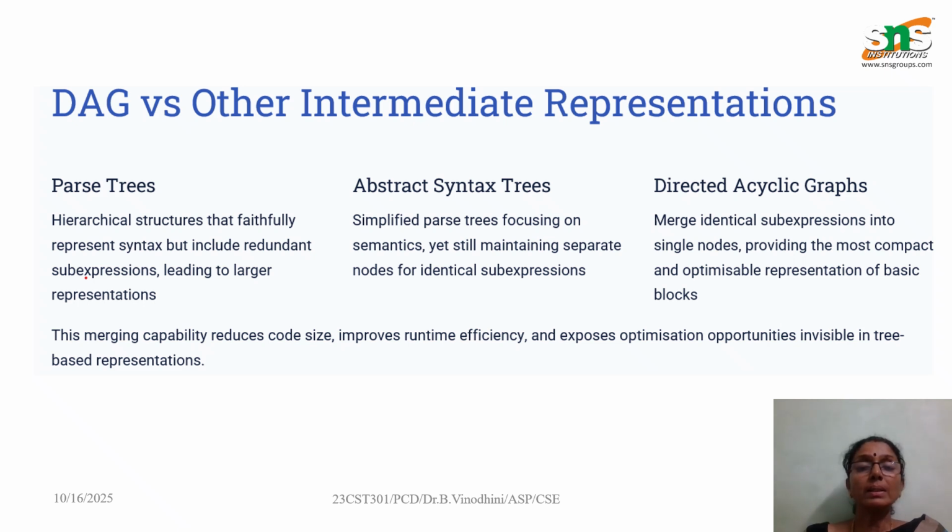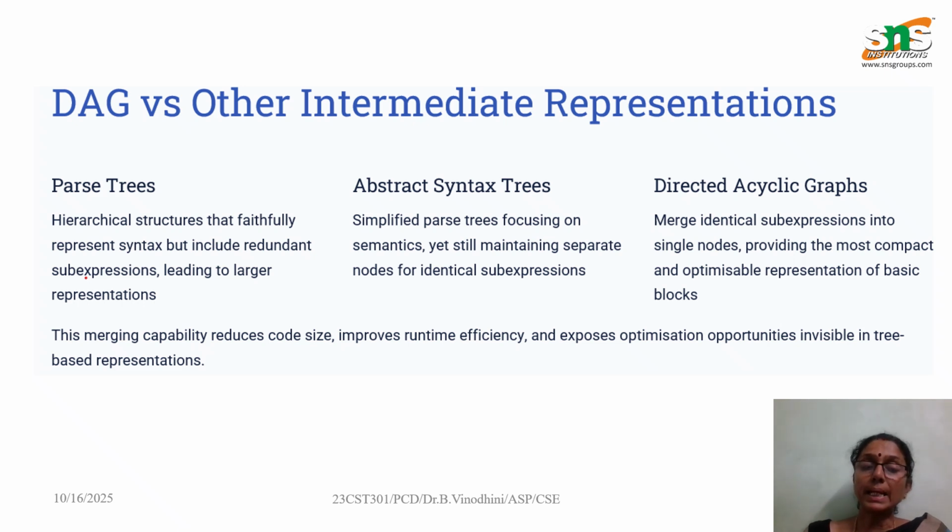We have several intermediate representations like the parse tree, the abstract syntax tree, and also the directed acyclic graph. So what is the difference between these three? The parse tree is a hierarchical structure that represents the syntax, but it includes redundant expressions and leads to larger representations of variables. Next is the abstract syntax tree, that is an AST. That is used in the semantic phase, but still it maintains separate nodes for identical representations.